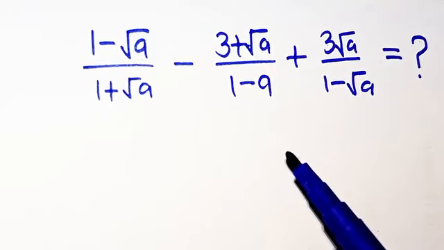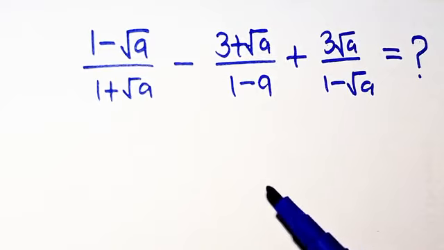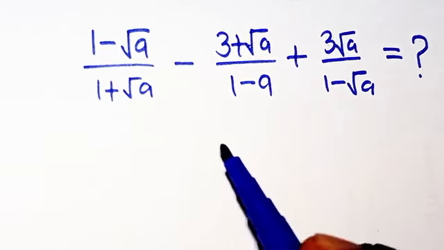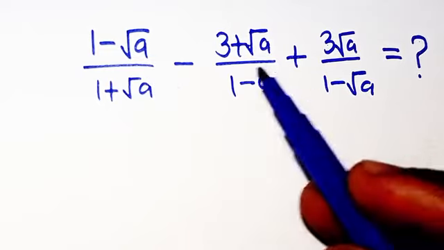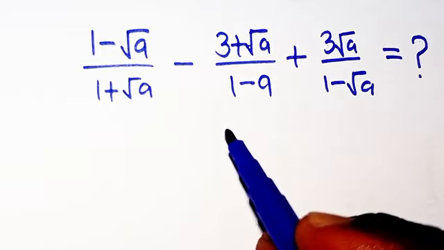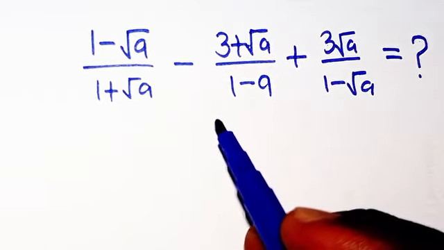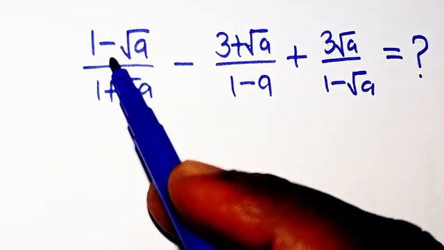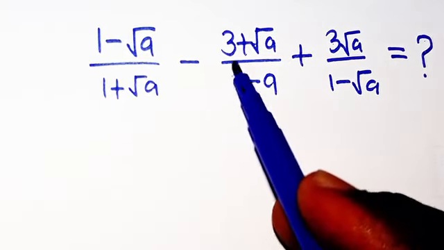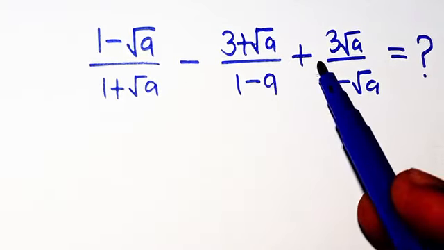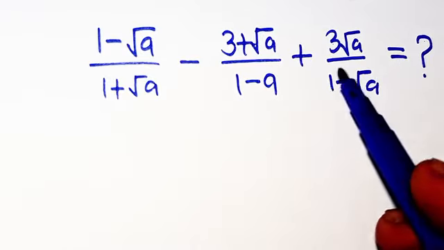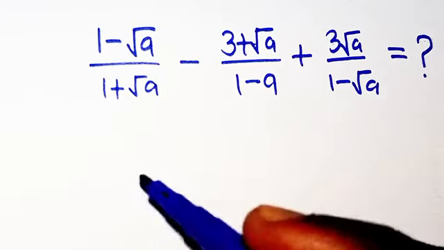We are going to be looking at this rational expression. So what are we going to do? I want to simplify this to its simplest form. I have (1 minus root a) over (1 plus root a), then minus (3 plus root a) over (1 minus a), then plus 3 root a over (1 minus root a). So what will be the simplest form of this?